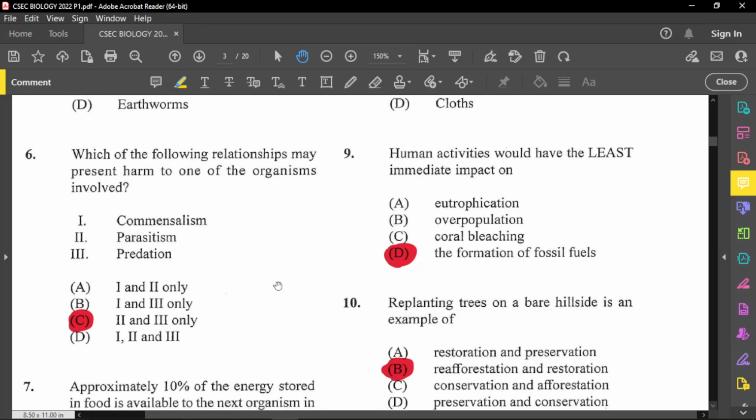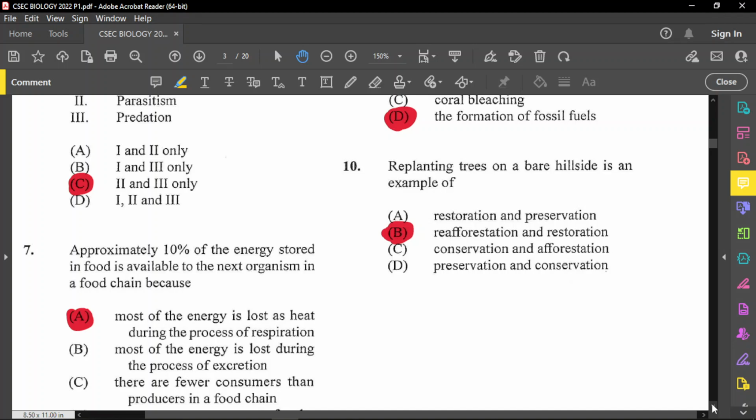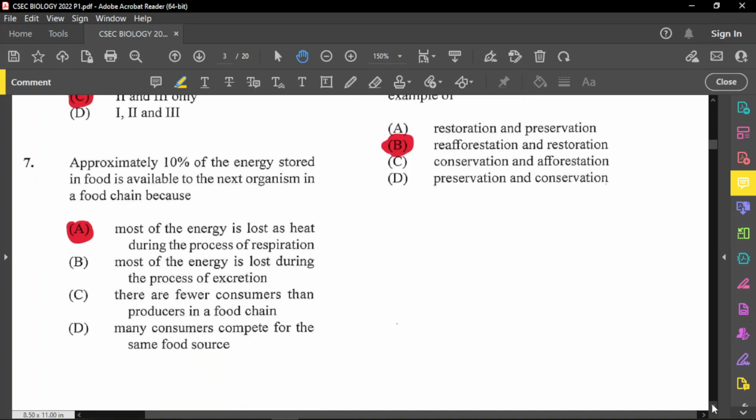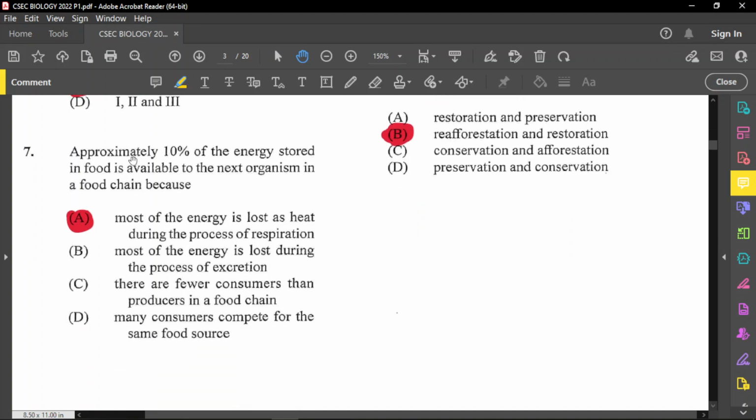Must be 2 and 3. All right, let's go to number 7 and then we go back up to the other questions. All right, we're going to do it like that. All right, so question number 7, it reads that now approximately 10% of the energy stored in food is available to the next organism in a food chain because of what?